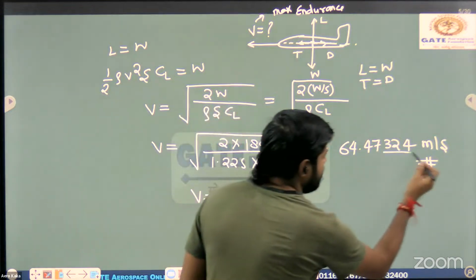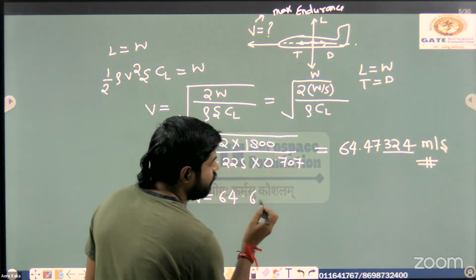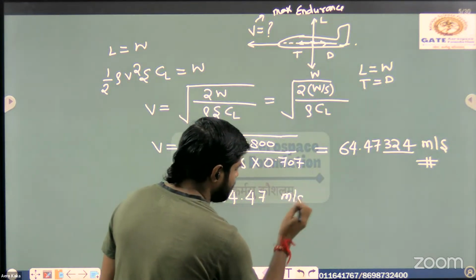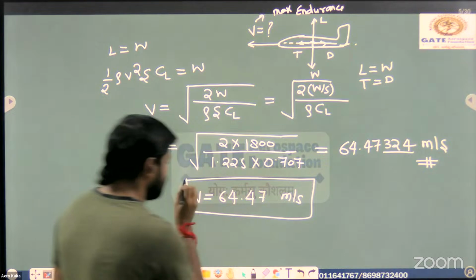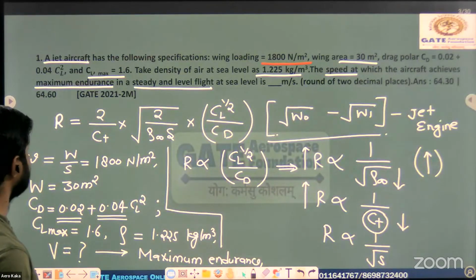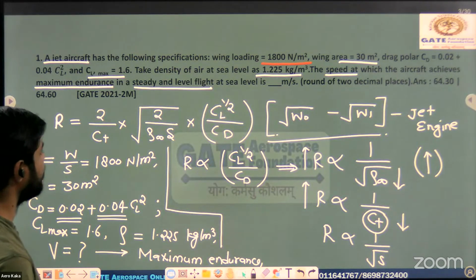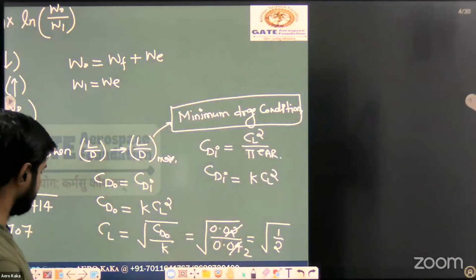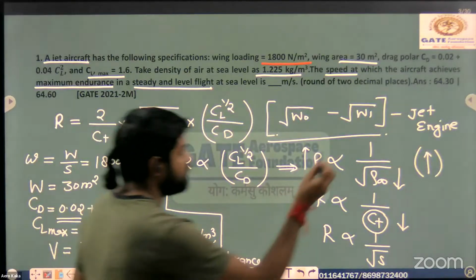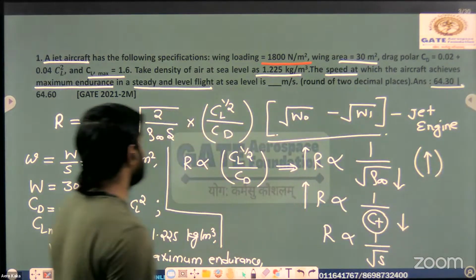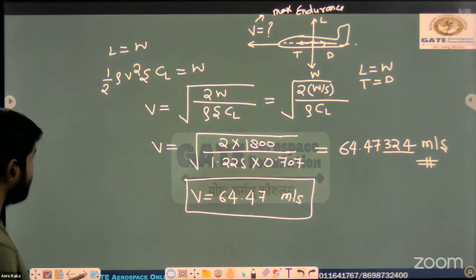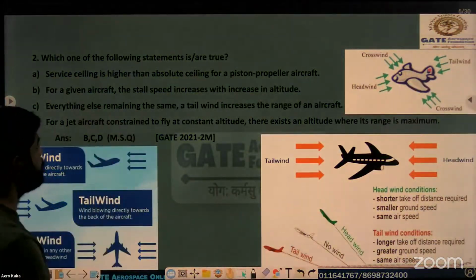So obviously we can neglect these three. We are getting 64.47 meter per second. That's your final value. Let's check whether this value is in the range or not. How much are we getting? 64.47. So the range given here is 64.30 to 64.60, right?